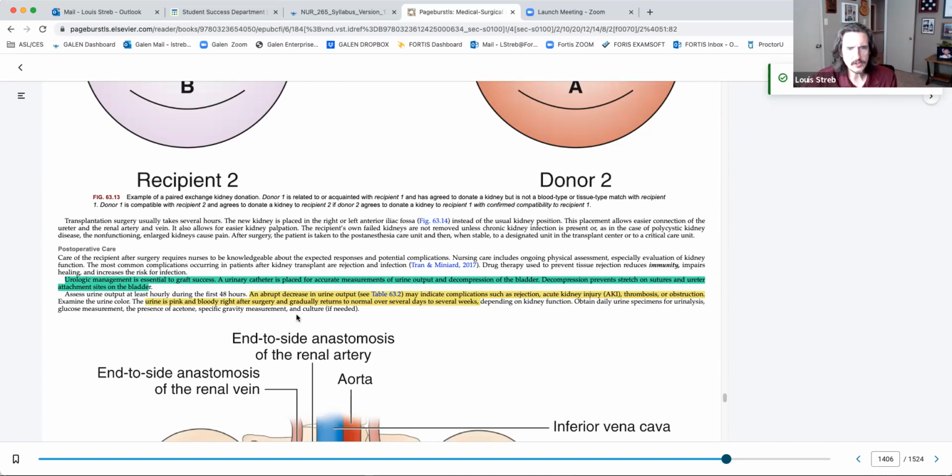So we want you to pay attention to what you can pay attention to. Your patient just had a kidney transplant, a graft. An abrupt decrease in urine output may indicate that there's a rejection, you have acute kidney injury, you have a thrombosis, there's an obstruction, whatever that looks like. Your job is to keep looking at the patient and assessing to find it.